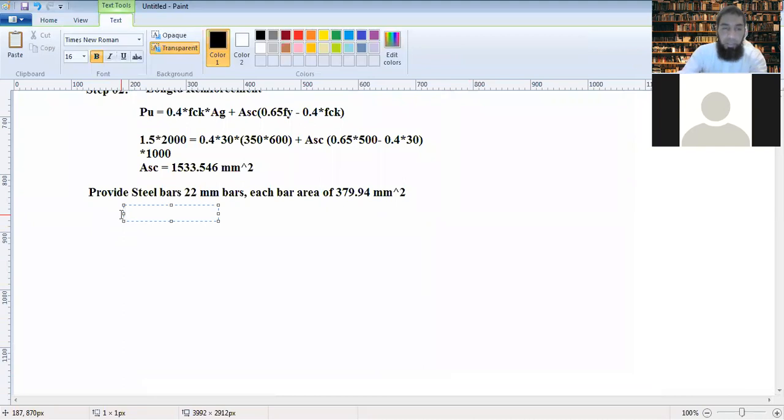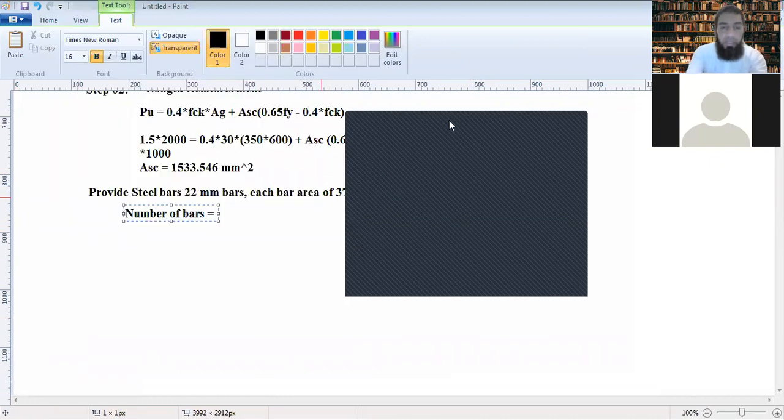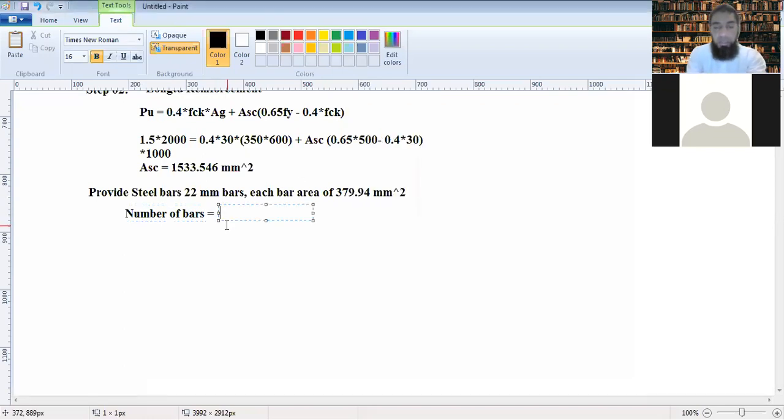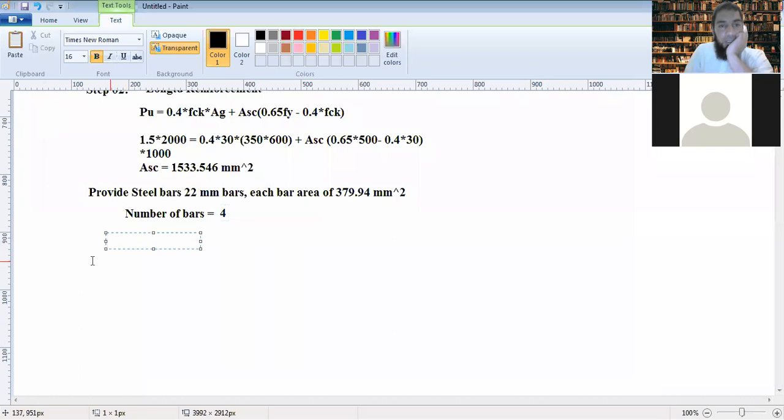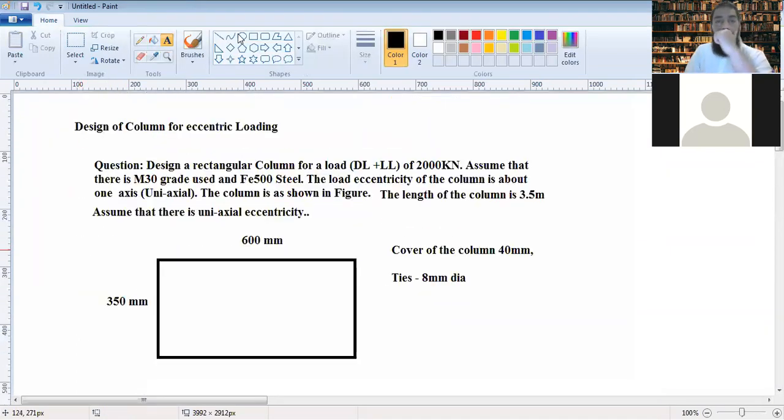So you would have ASC, the number of bars that you are providing, number of bars, that's 1533.546 divided by 379. That's around 4.04. So it's almost around 4 bars. So you're providing 4 number of bars, 22 mm dia each. Now you can fix the number of bars here.